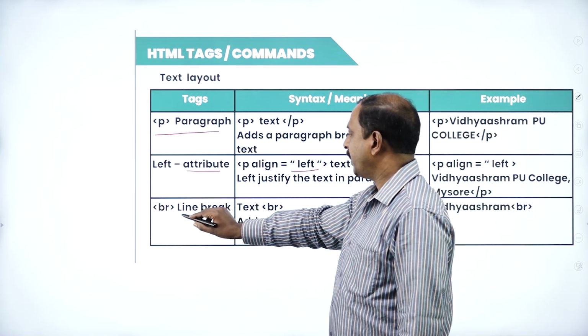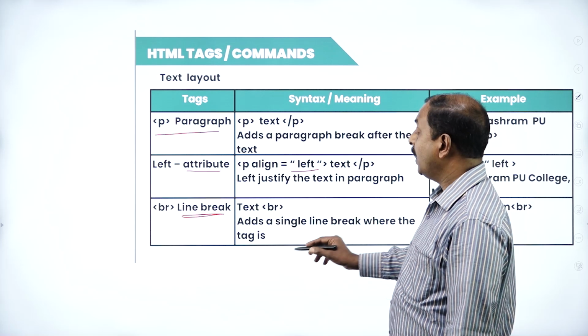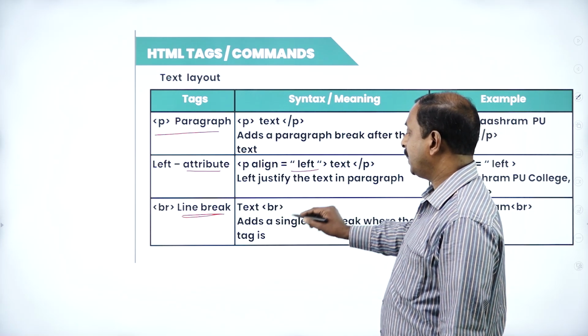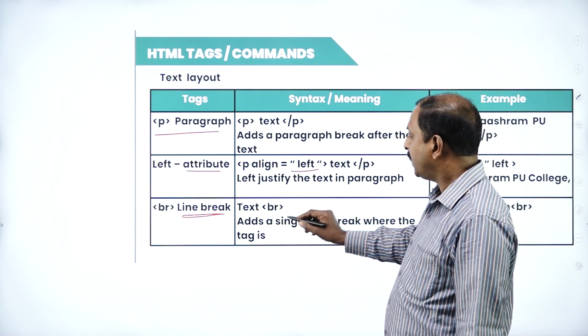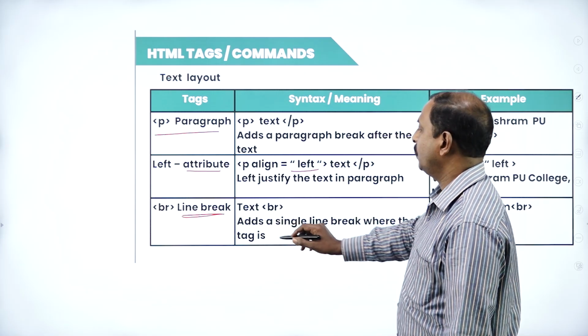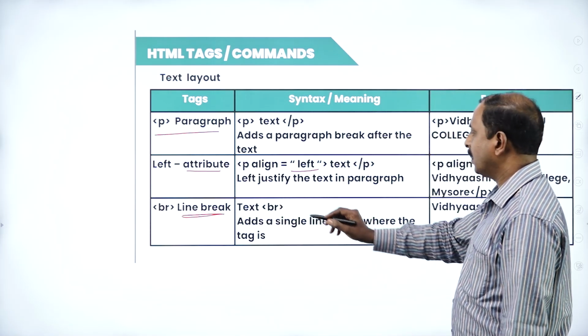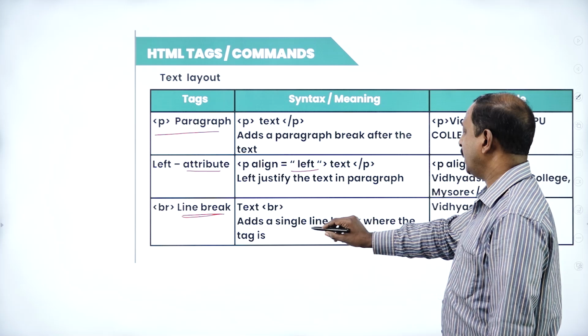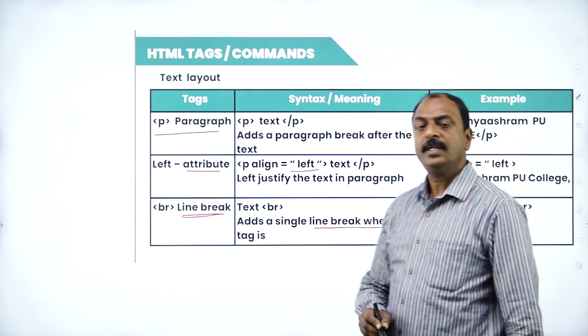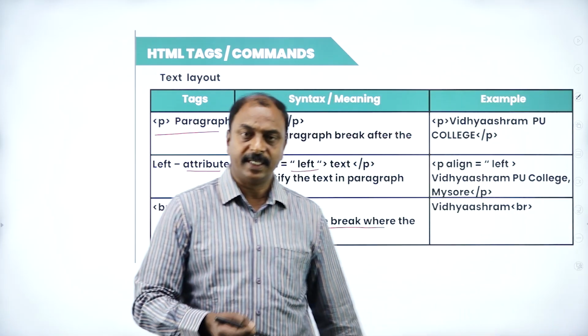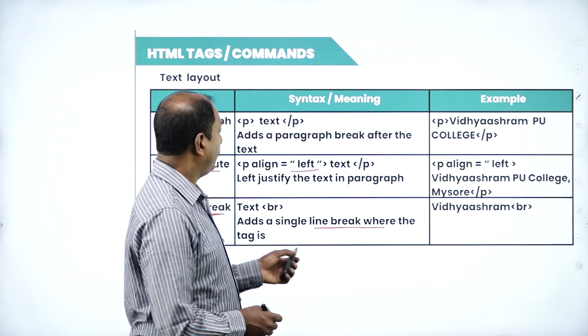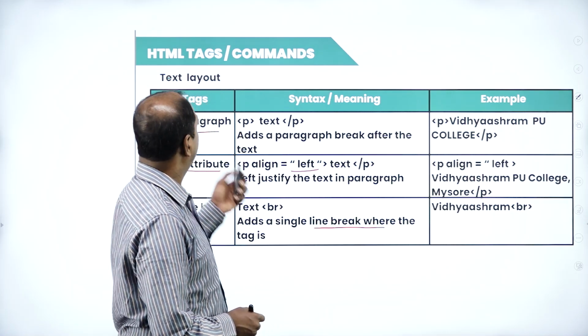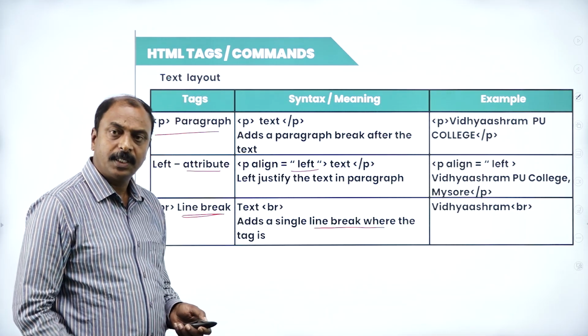Next one is line break. The BR tag is a line break, and it is not a paired tag, so we have to use it exactly as it is, once. If you use a line break or BR tag, it gives a single line break after the tag, or whenever there is a text, it gives a single line break. So this is the BR tag.